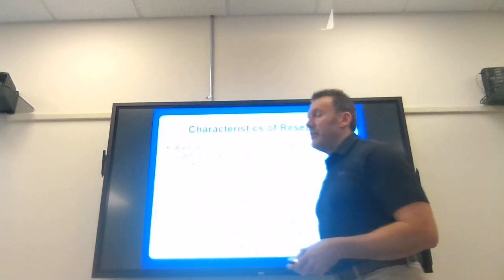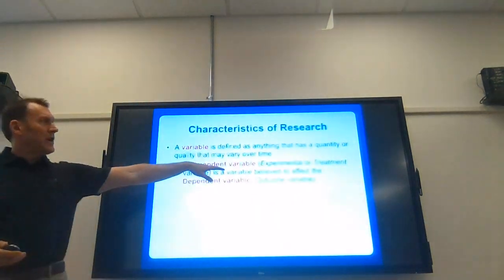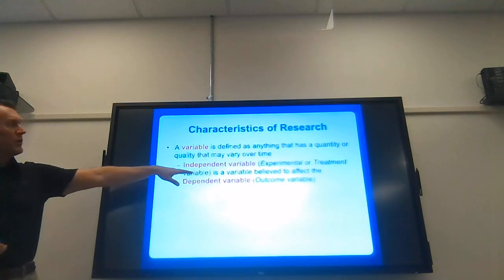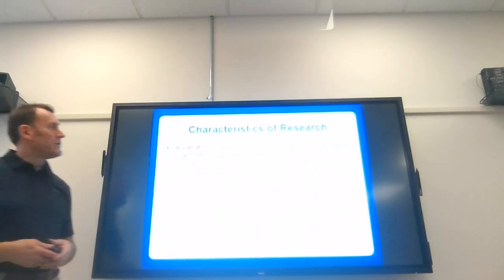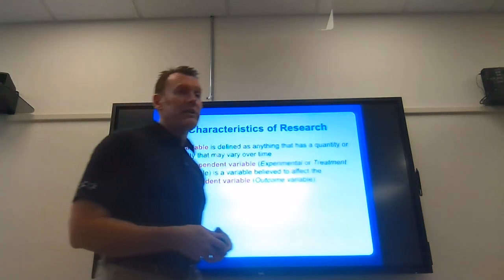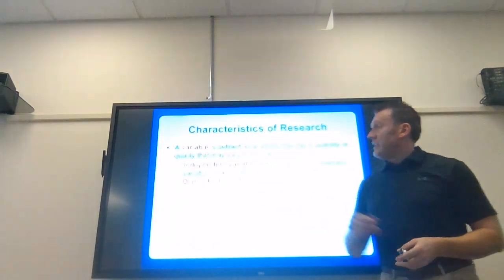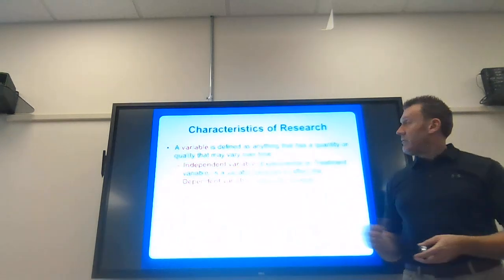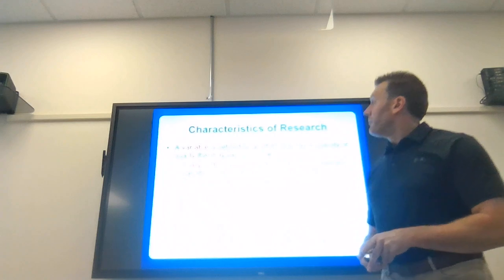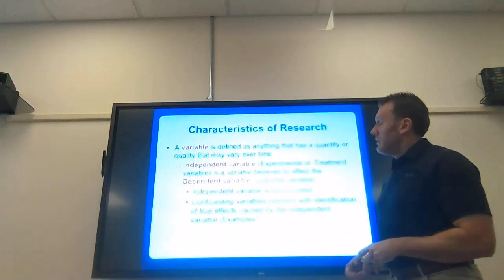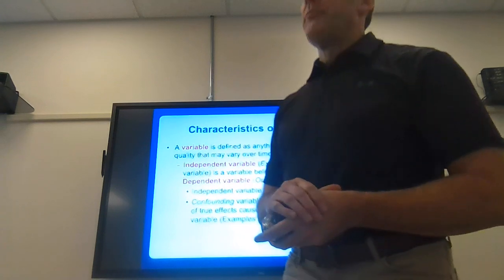So we have independent variables. These are sometimes called the experimental or treatment variable. The independent variable is what affects the dependent variable. Dependent variable is the outcome. The independent variable is what is being manipulated.